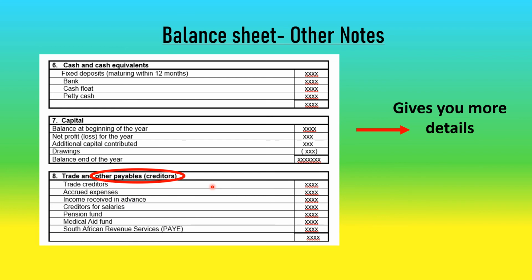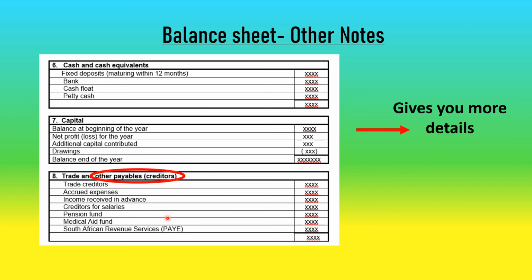Trade and other payables tells you all about the amounts that you need to pay, not only trade creditors, not only your trade payables, but also all the other payments you have to make. Examples would be accrued expenses and income received in advance. Income received in advance is a trade and other payable because you still need to render the service, right?